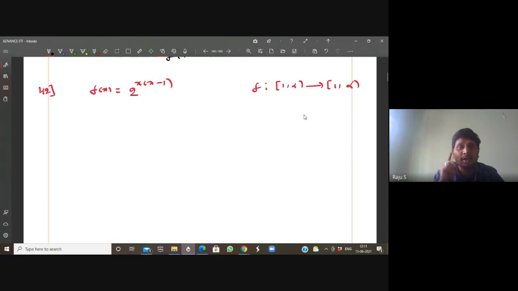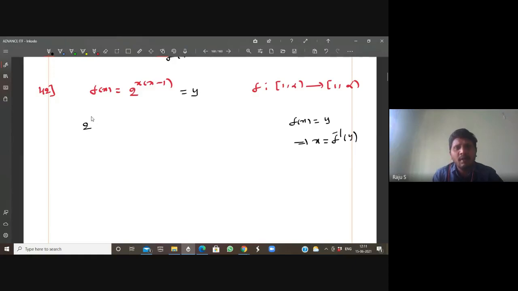Onto condition, I clearly told you in NCERT, while doing NCERT problems, whatever the function is given, you can equate it to y. If the function given is 2 power x into x minus 1, equate this to y. So now you can find the x value in terms of y. F of x equating to y means, which implies x is equal to what? F inverse of y. That's it. This is the inverse function.